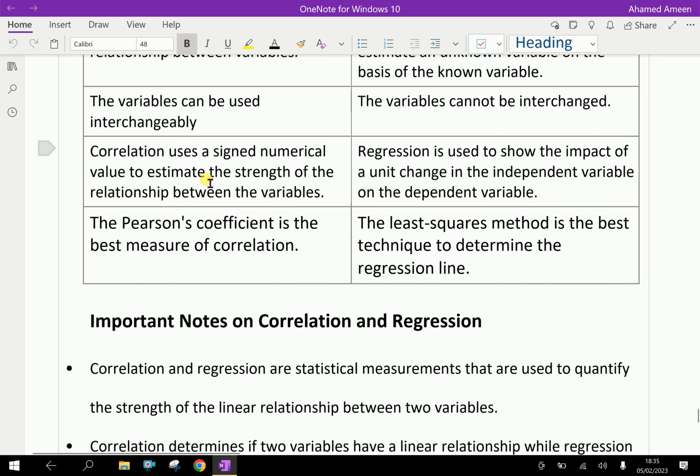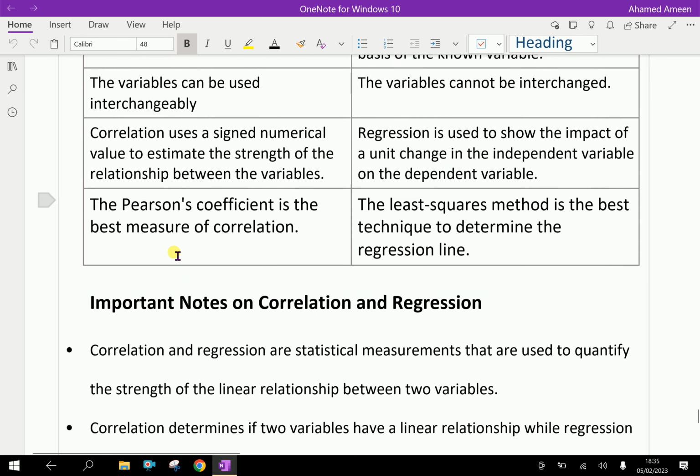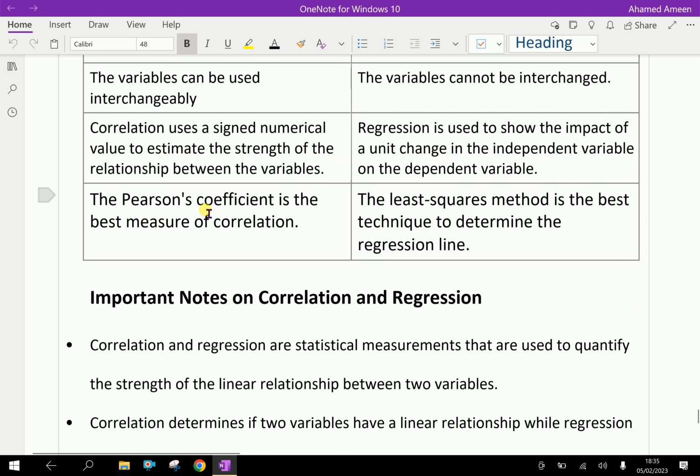Correlation uses assigned numerical values to estimate the strength of the relationship between the variables. Regression is used to show the impact of a unit change in the independent variable on the dependent variable. For correlation, for example, Pearson's coefficient is the best measure. For regression, the least squares method is the best technique to determine the regression line.